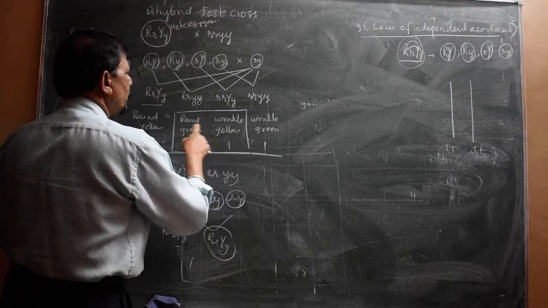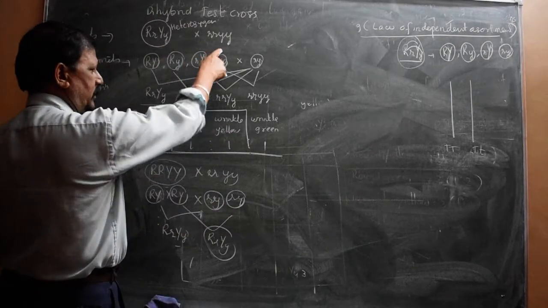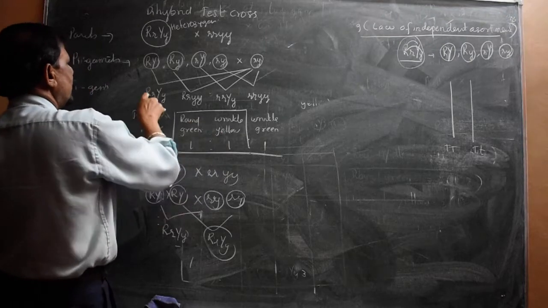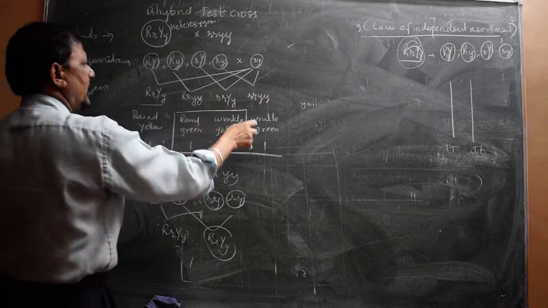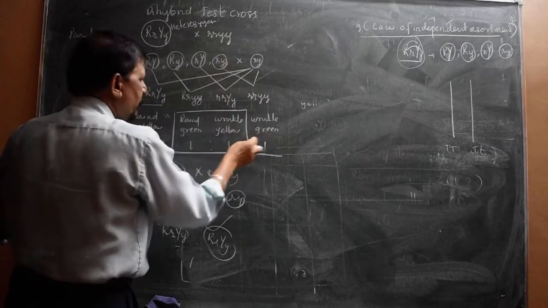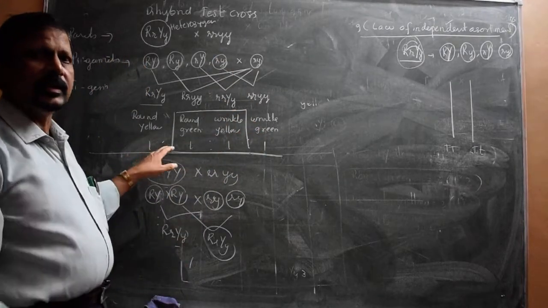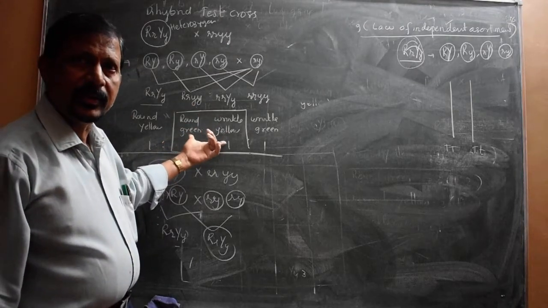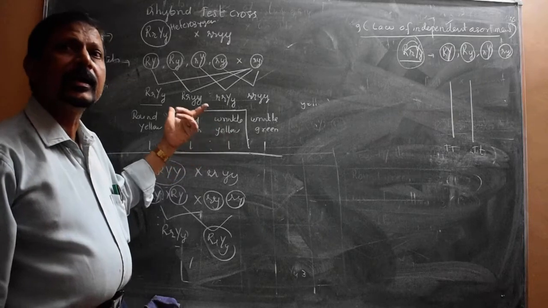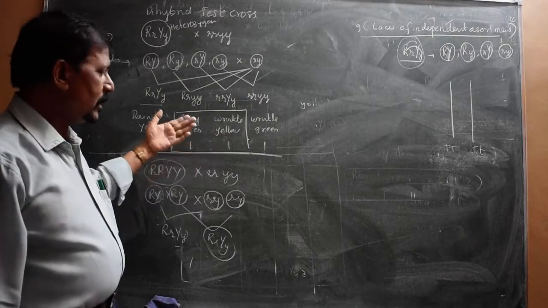However, here all four types of plants are there, in which these 2 plants do not belong to the parent. These belong to the parent because capital R, small r, capital Y, small y is round yellow, correct? And this is wrinkle green. But these 2 plants are totally different. These 2 plants are totally different and are the recombinants, and they independently assorted. They are the independently assorted characters.